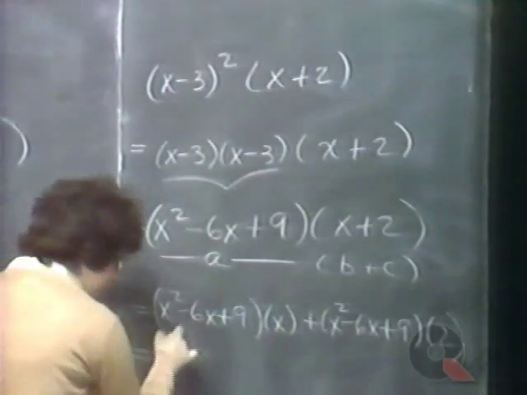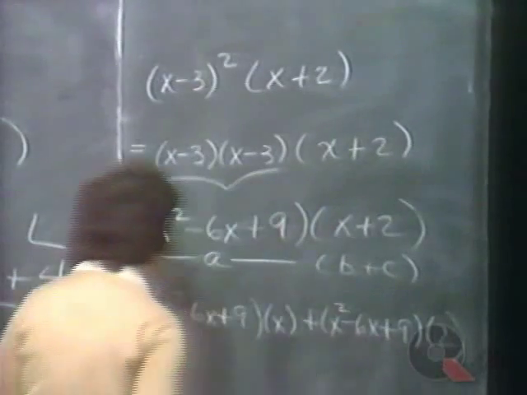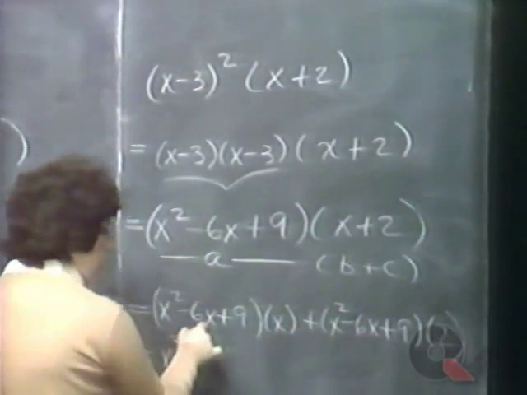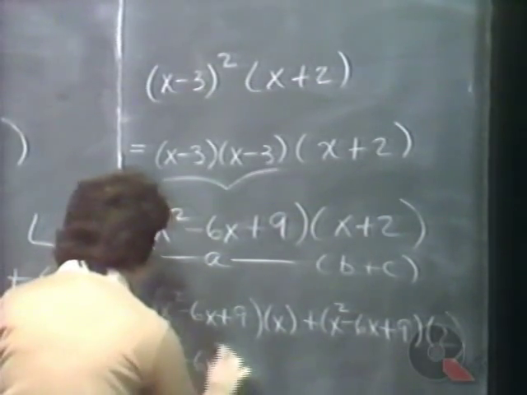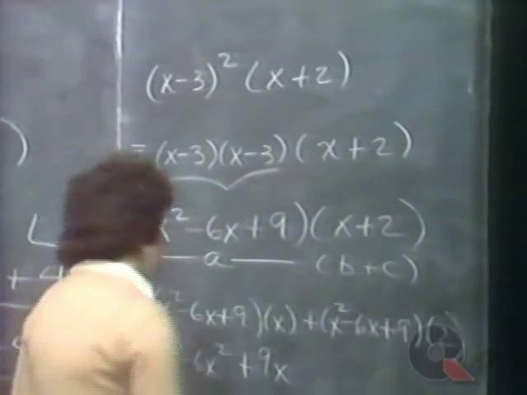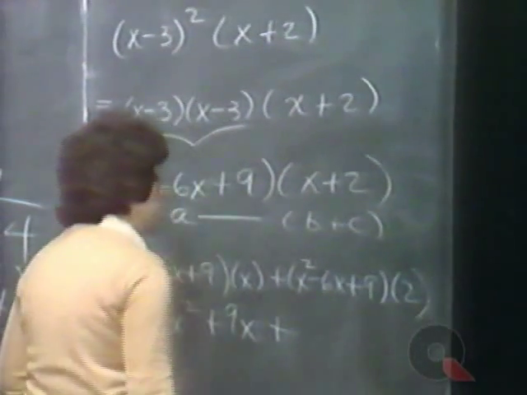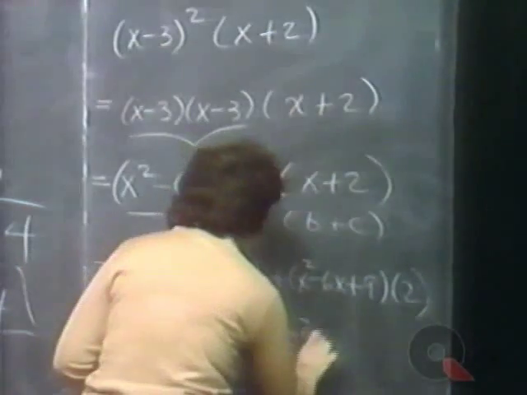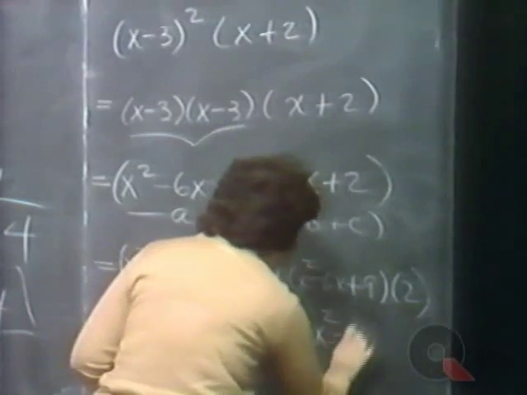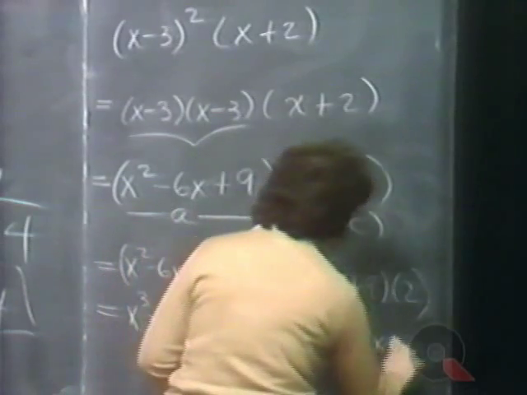Now we distribute the x through this parentheses and the 2 through that one. x times x squared, that's x cubed. x times minus 6x, that's minus 6x squared. x times the 9 for 9x. And now distributing the 2 through the second parentheses, we have 2x squared, 2 times the minus 6x for minus 12x, 2 times the 9 for 18.